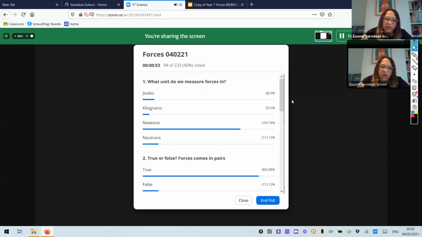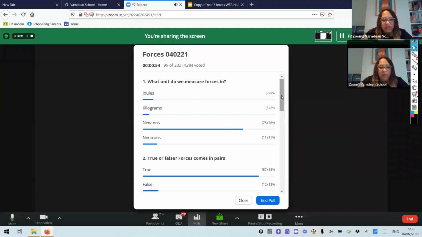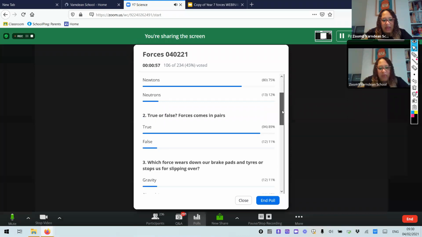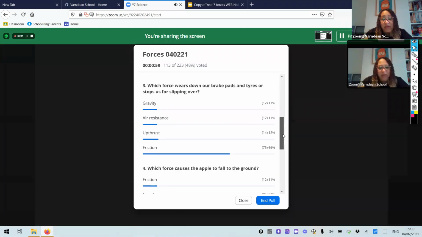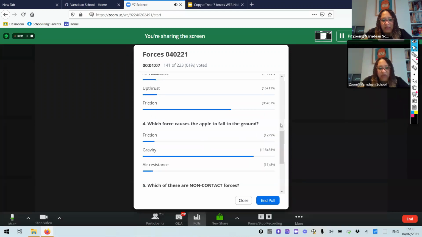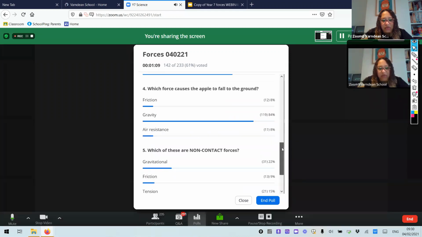So what unit do we measure forces in? True or false about the pairs? Oh, lovely. I haven't even told you this yet. We started talking about it. Which force wears down our brake pads and tyres or stops us from slipping over? Which force causes an apple to fall to the ground? Which of these are non-contact forces?